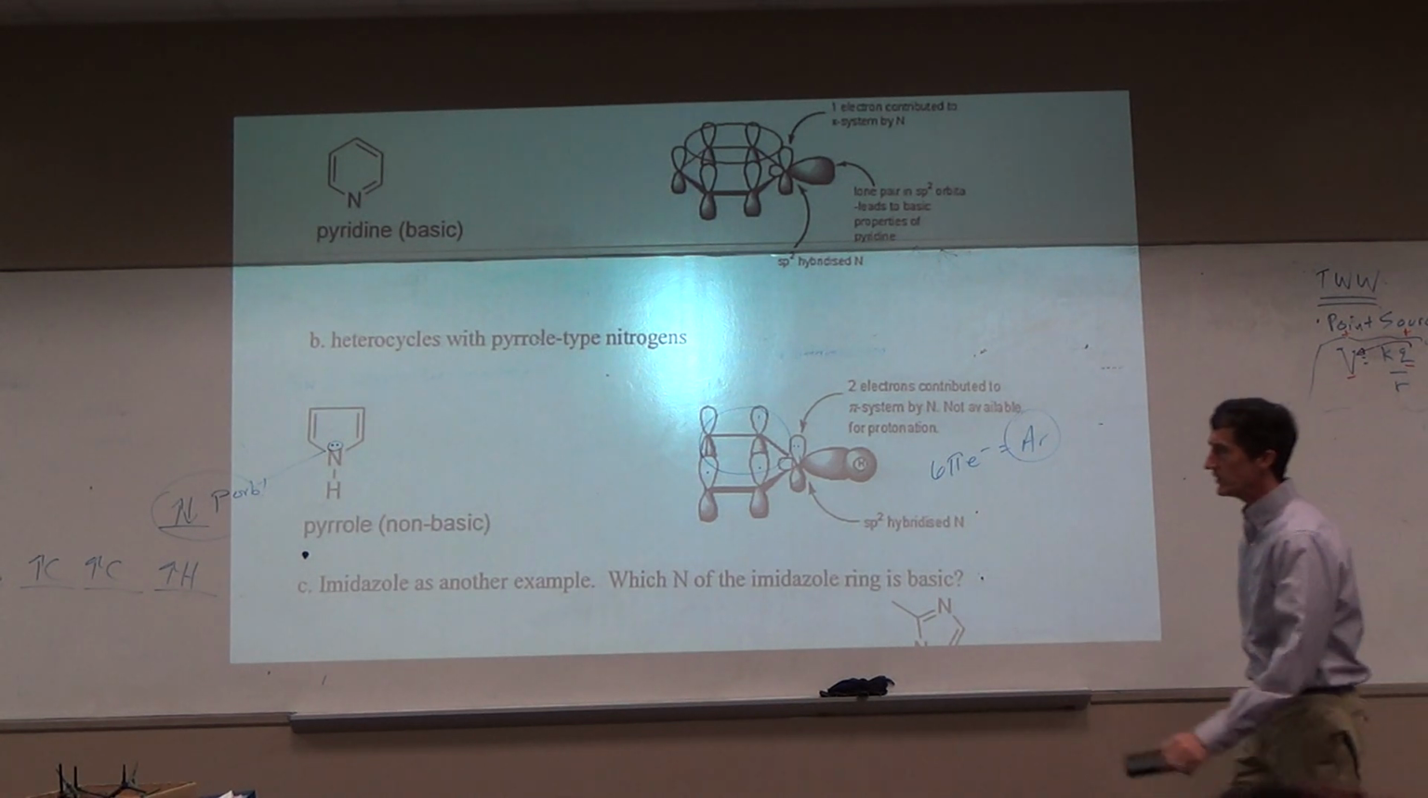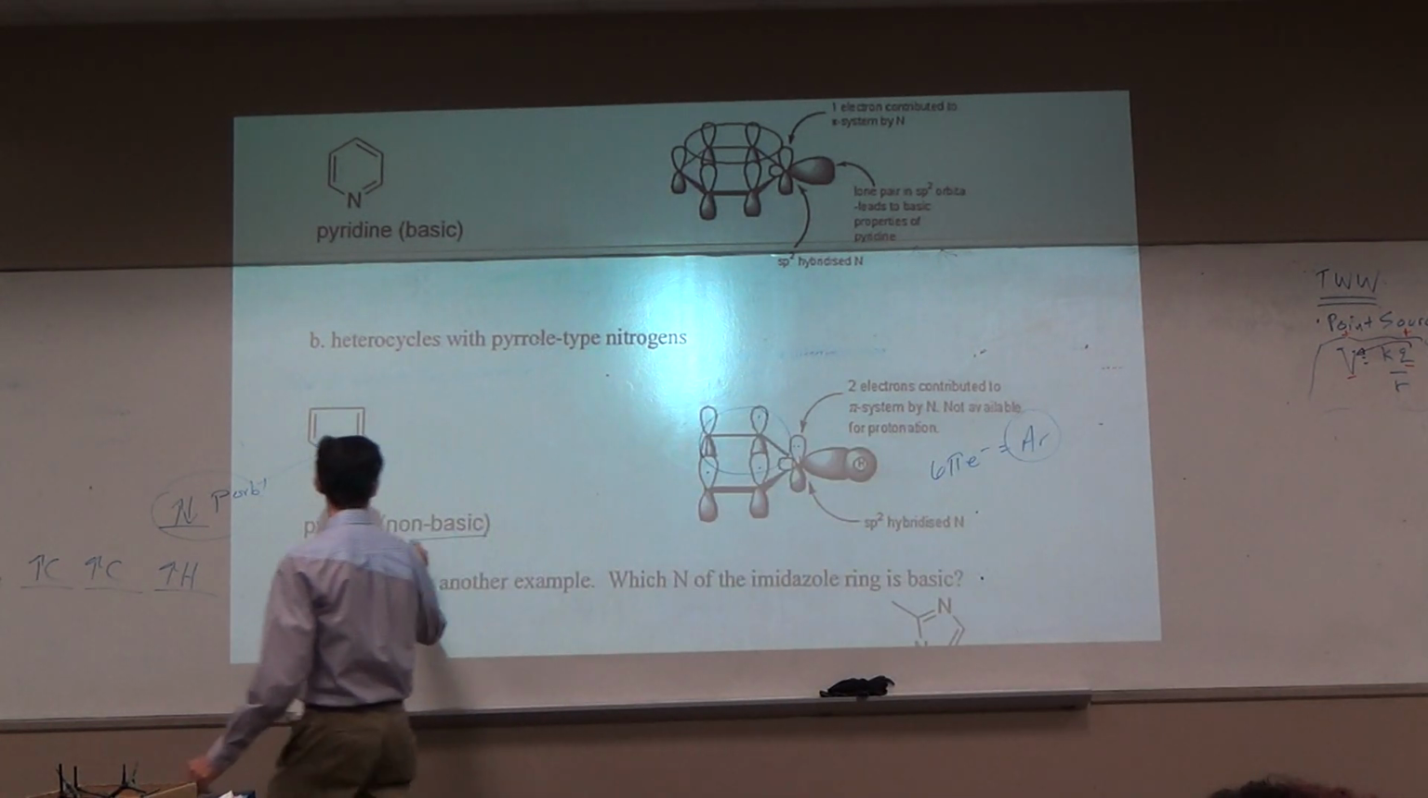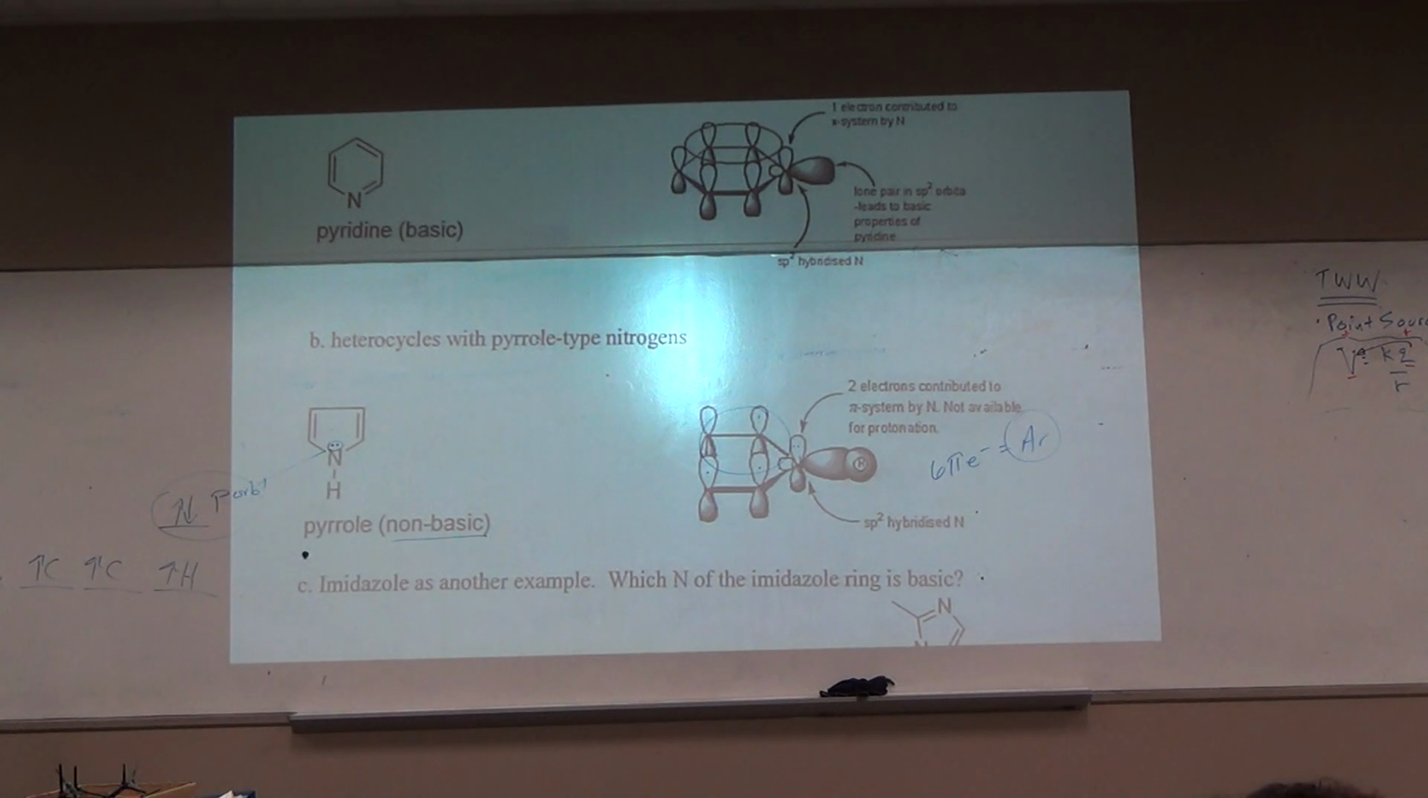A huge difference though, pyrrole is not basic. Because here, the lone pair is conjugated, it's delocalized, it's involved in the aromaticity, however you want to say that. It's busy. You can actually draw resonance structures using the lone pair.